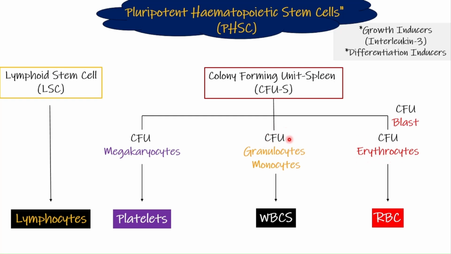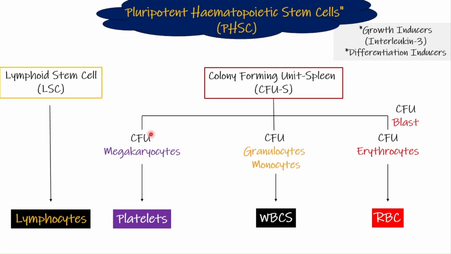And the colony-forming unit which gives rise to white blood cells is known as colony-forming unit granulocytes and monocytes. Now, what are granulocytes and monocytes? These are types of white blood cells. There are two types: the ones having granules are known as granulocytes, whereas the other ones are agranulocytes. So from there the name came, colony-forming unit granulocytes and monocytes. Monocytes are basically agranulocytes.